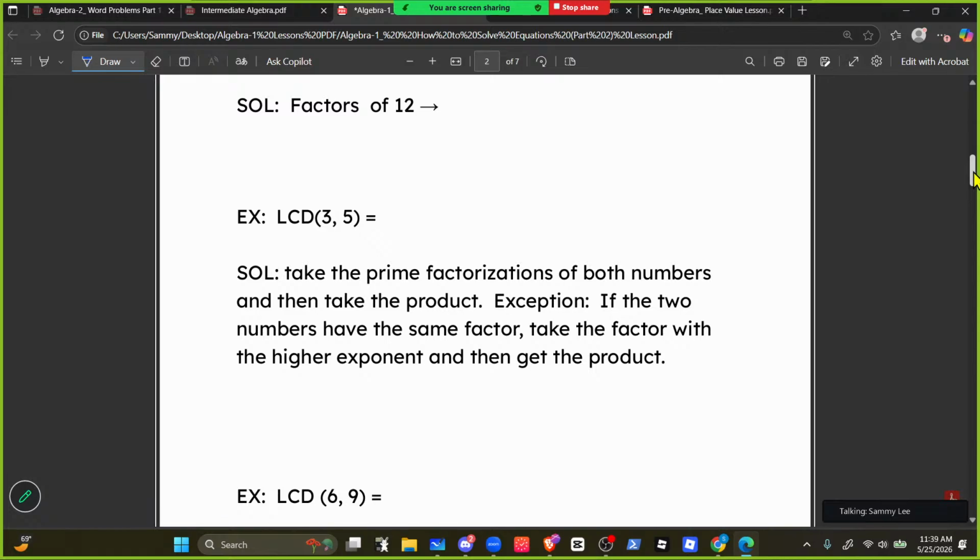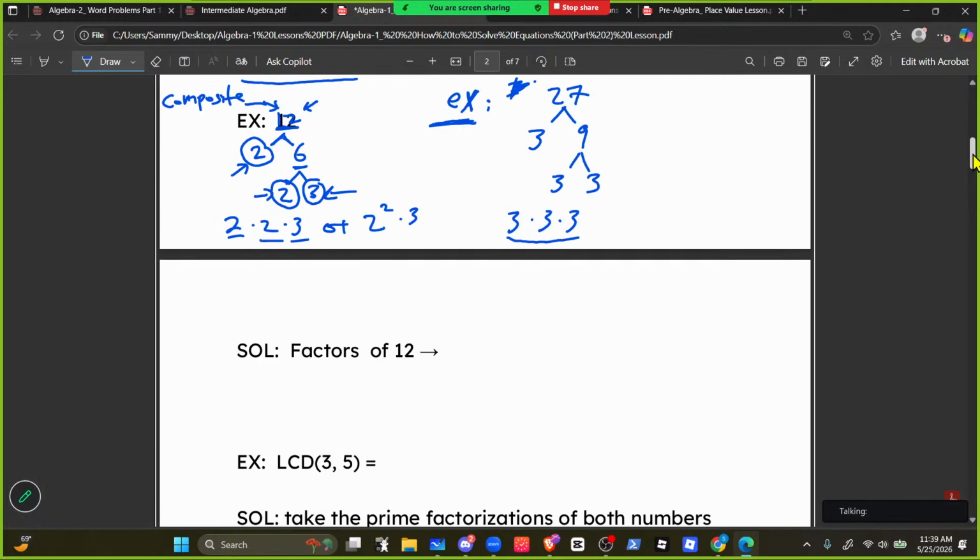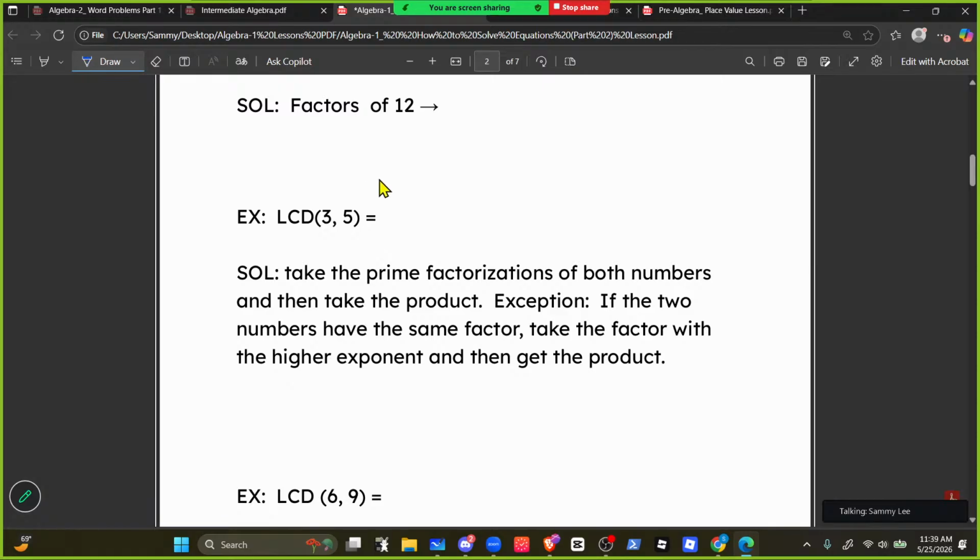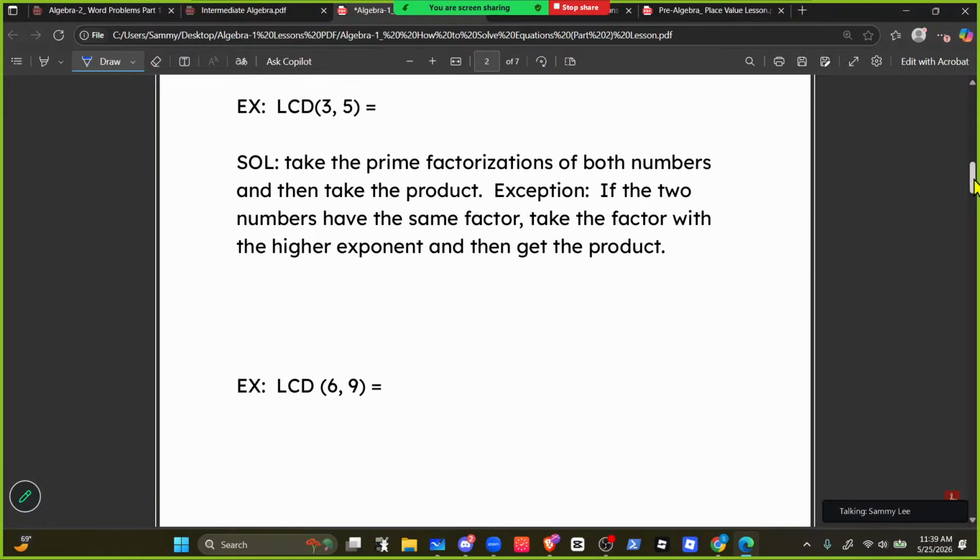All right, so this is just asking for the prime factors of 12. We'll skip that. Okay, so let's try out this example. It's asking for the LCD between 3 and 5. Okay, so we did that above. And again, these are prime numbers, so you could just take the product. So the least common denominator or multiple would be 15.